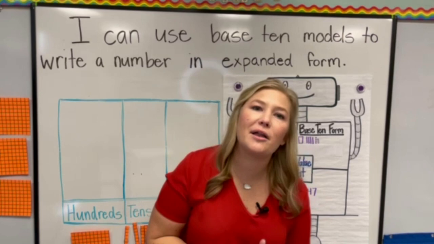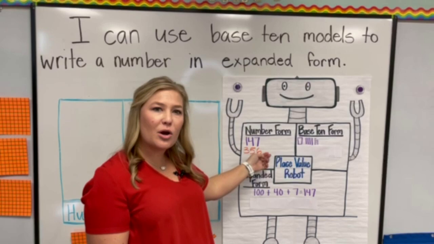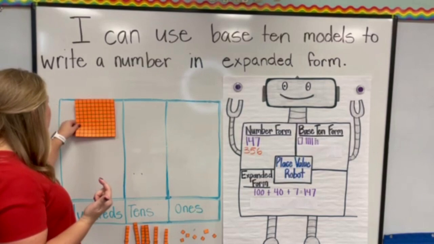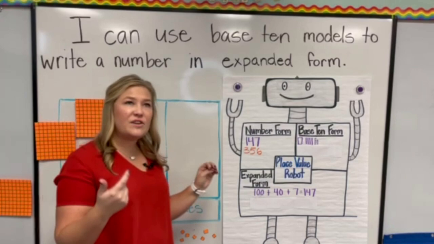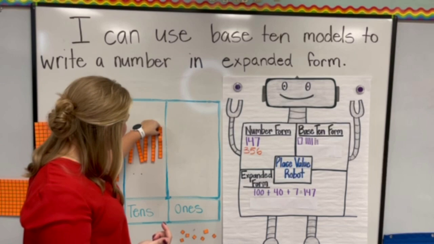The number is 356. Again, say it slow, 356. Make sure you add this number to your number form box on your place value robot. I'm going to put it on my place value mat. So I hear 300, so I know I'm going to need to use 3 hundreds flats, 356, 5 tens, so 5 or 50 in my tens column, and 356, so I know I'm going to need 6 little ones cubes.